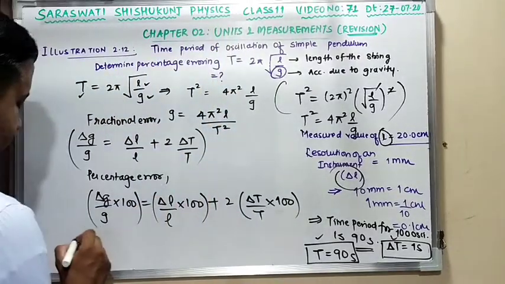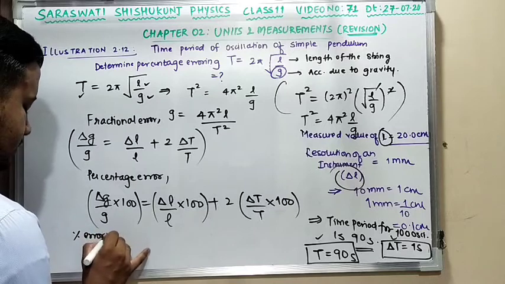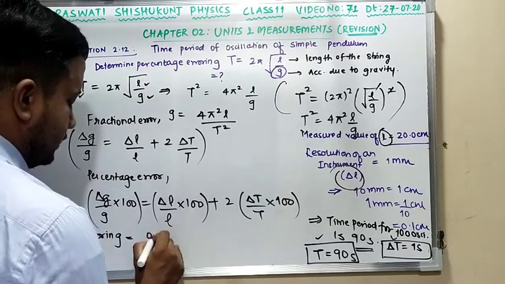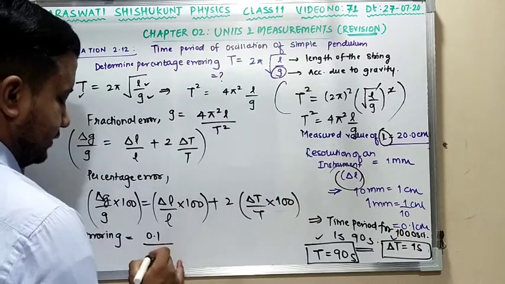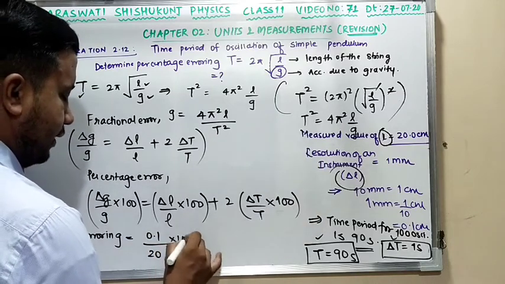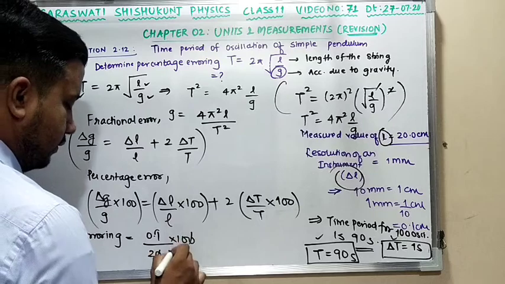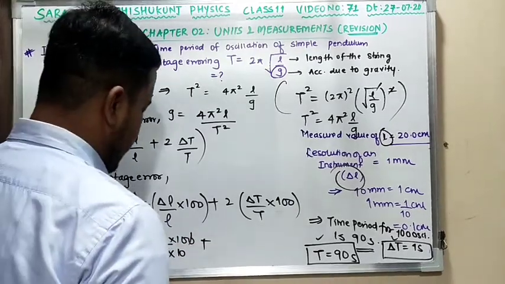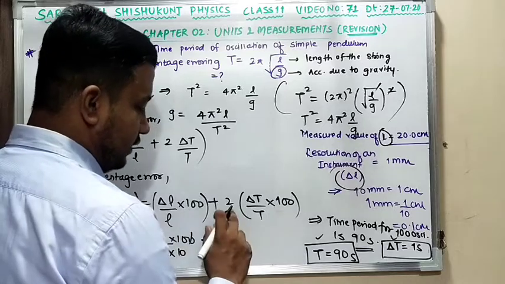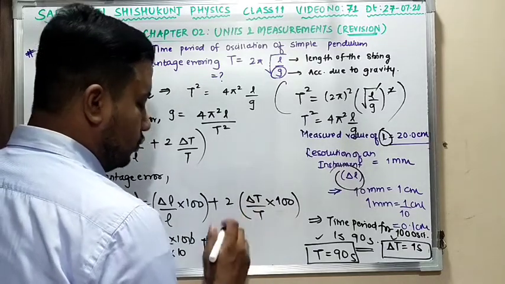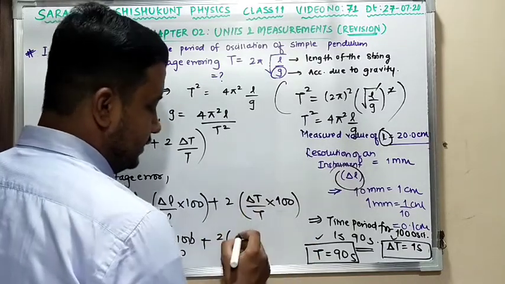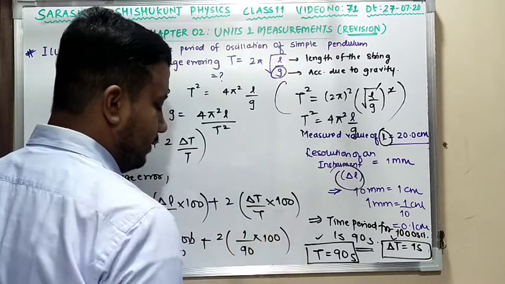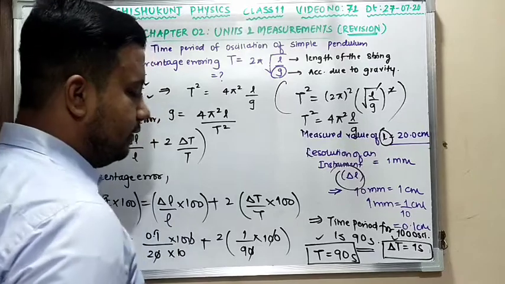So I am going to get, this is nothing but the percentage error in g, that is equal to delta L we do have, that is 0.1, over 20, into 100, the 1 and 0 cancel, 10, yes or no, plus over here 2 times delta T is 1, over 90 into 100, the 1 and 0 are going to be cancelled.